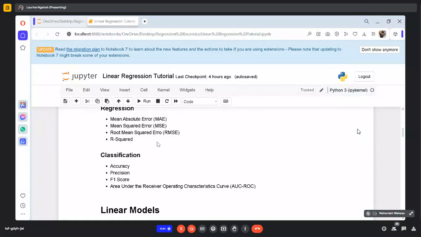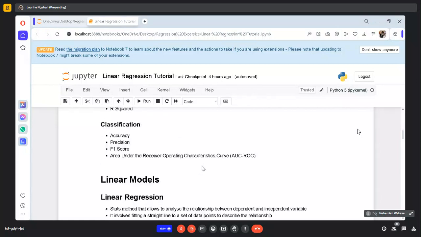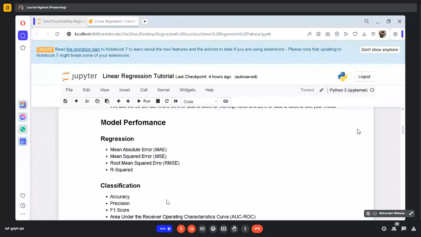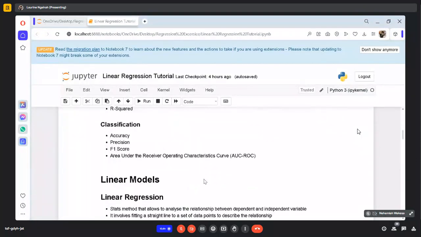For the other category, I have personally not gone through them, so I don't know if Nehemiah or whoever will take us through. I'll just leave it, but I thought it would be useful if we know that there are different metrics, based on numerical or categorical responses, for testing your model accuracy.